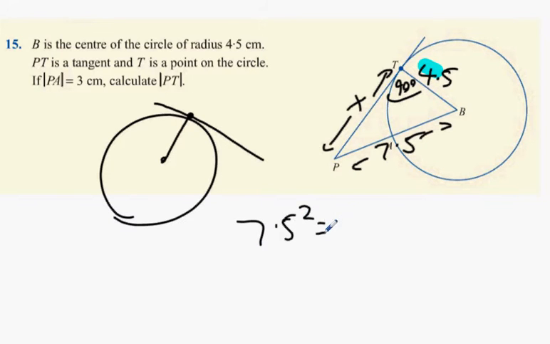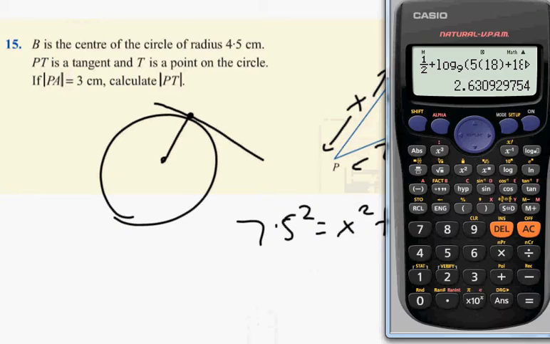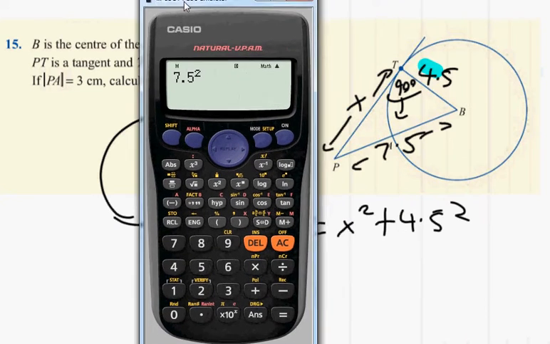7.5 squared equals x squared plus 4.5 squared. How come x isn't the longest side for this one? Well, if you took a ruler out, it wouldn't be. The one that's opposite the 90 degrees is always the longest one. If you aren't sure, you can always just measure it using a ruler and figure out which one's the hypotenuse that way.